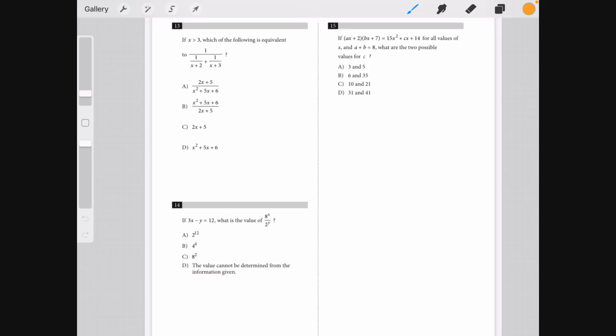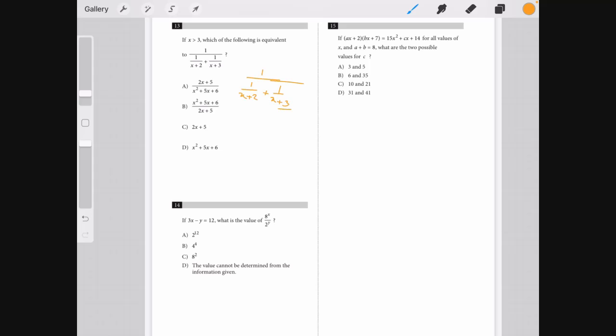If x is bigger than 3, which of the following is equivalent to this expression? Alright, so we know x is above 3. Okay, so let's simplify this expression: 1 over x plus 2 plus 1 over x plus 3.